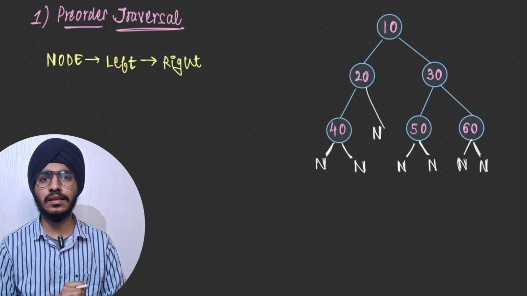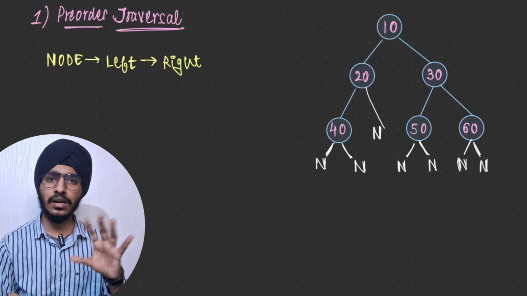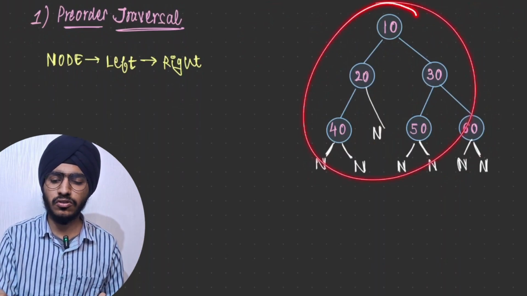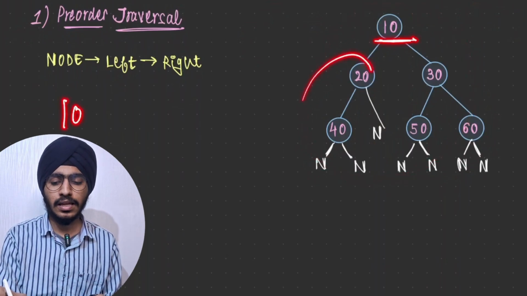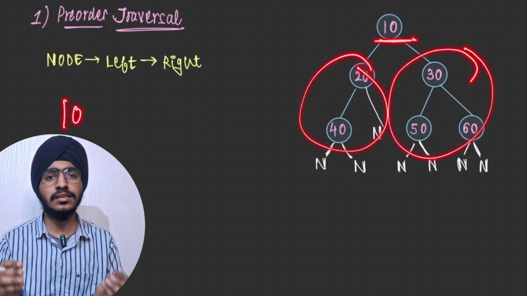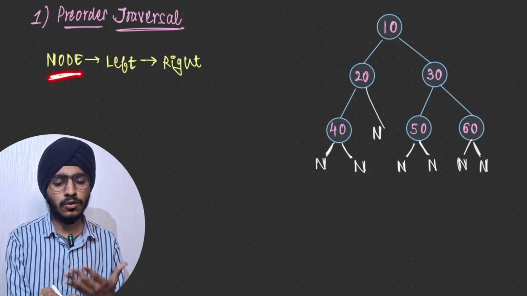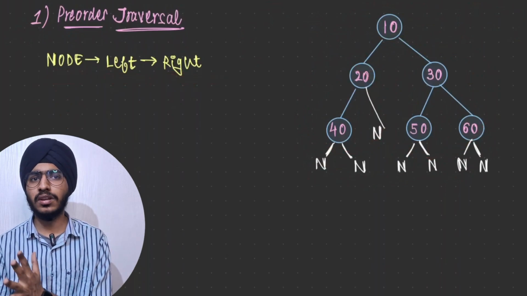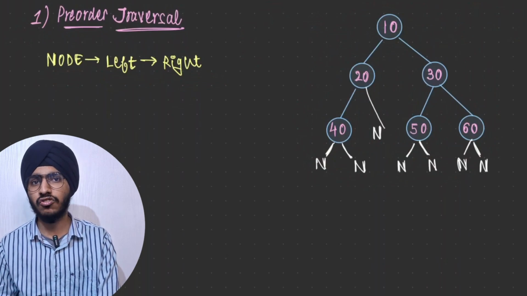What PreOrder Traversal says, as the name suggests, pre means first cover the node, then go to left, then go to right. In simple words, for this tree, 10 will say first print me, then complete the left, then complete the right. This is a simple thing that PreOrder Traversal says: node, then left, then right. So let's do the PreOrder Traversal now, then we will jump to the coding part, how the recursion stack implementation will be done.